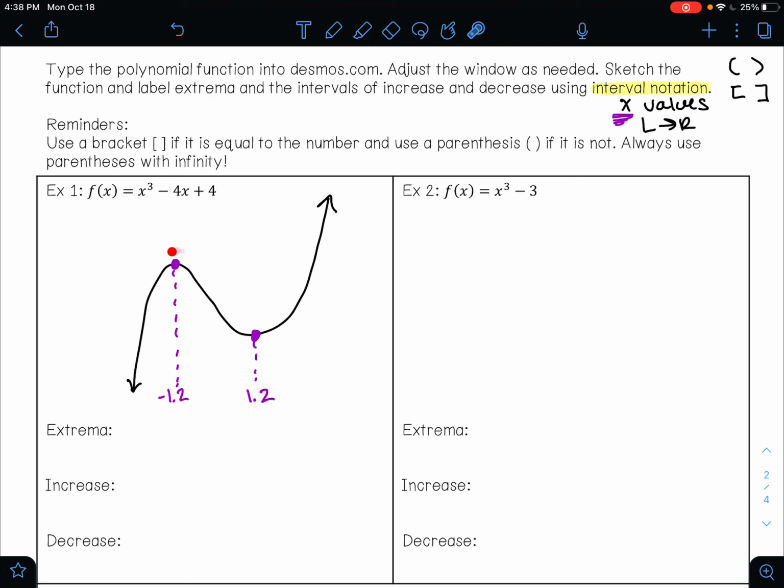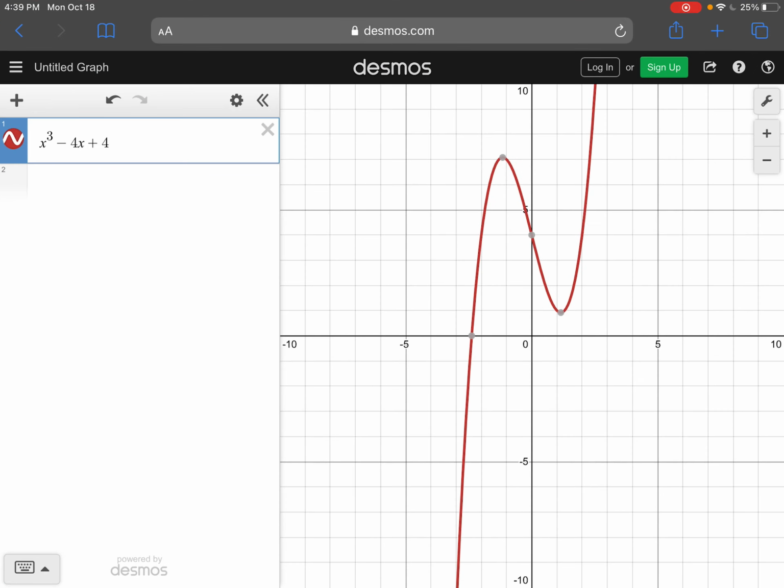Is this point a minimum or a maximum? It's a maximum. Is it absolute or local? Well, my graph does get higher than this point right here, so that makes this a local maximum. So I have a local max, and that was at the point negative 1.2, and then let's get that y coordinate, 7.1.